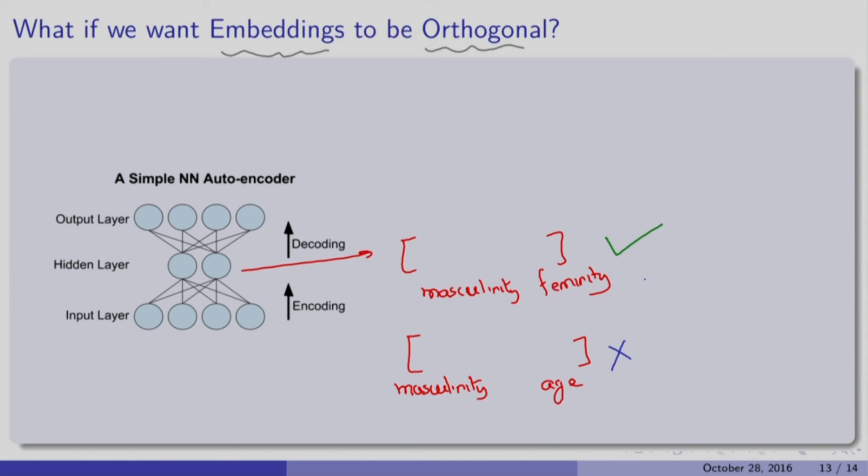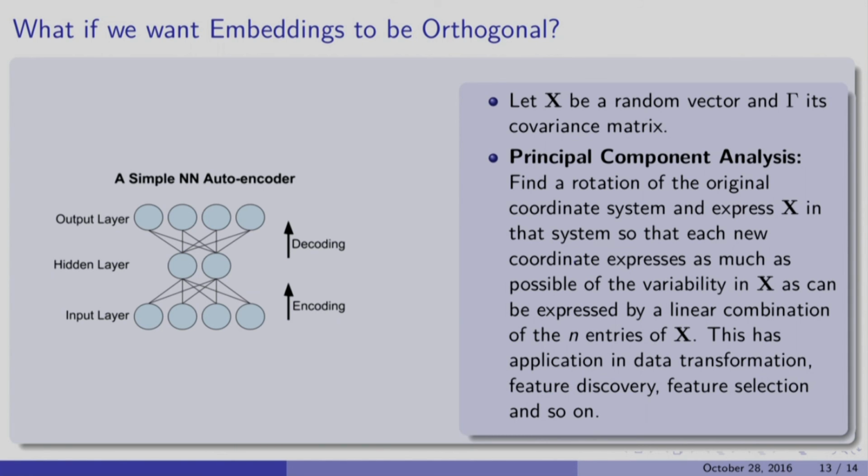So how do you make sure that you discover orthogonal embeddings and discard non-orthogonal embeddings? One possibility is principal component analysis. So if X is a random vector and gamma its covariance matrix, principal component analysis is based on finding a rotation of the original coordinate system and expressing X in terms of that system, so that each new coordinate expresses as much variability in X as can be expressed by a linear combination of the n entries of X.